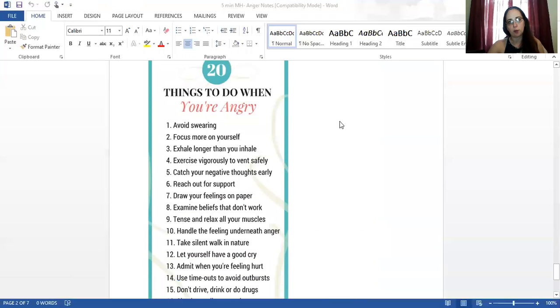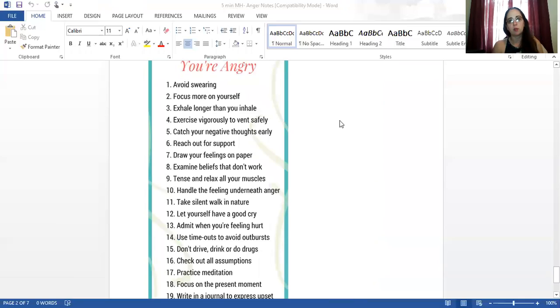Things you can do when you're angry. Some of these things are things to just avoid. Some of them are healthy things that you can try. I'm not going to read through all of them, but just focusing more on yourself. Number 2, self-care. Of course, I always try to drive that point home. Deep breathing, exercising. I always recommend exercise as a way to release frustration. You can write out your feelings. You can talk about your feelings. Take a walk in nature, so just being outside, being in nature is relaxing.